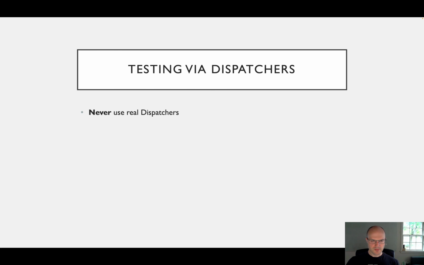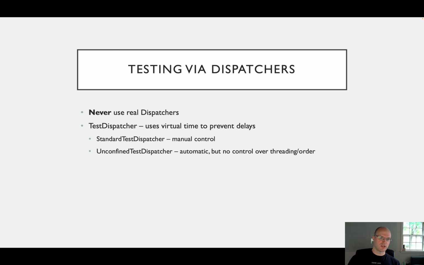So the most important rule of thumb: never ever use real dispatchers in tests. You should never be using Dispatchers.Main. You should never be using Dispatchers.Default in your test code. You should never be injecting those into your test code to run them on the real dispatchers. What you should use instead is a thing called TestDispatcher.